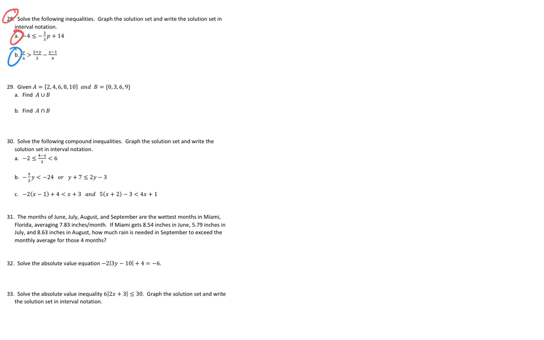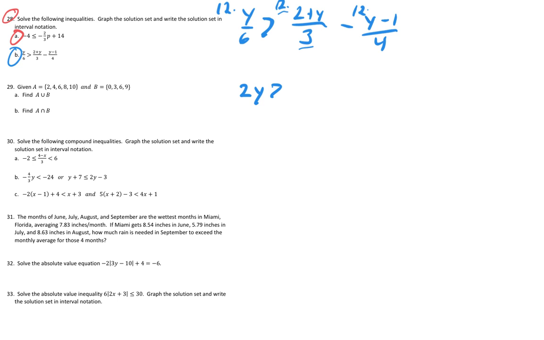Now 28b. y over 6 is greater than 2 plus y over 3 minus y minus 1 over 4. So we can multiply everything by the least common denominator, so that would be 12. And once we simplify this, we'll have 12 divided by 6 is 2 times y, greater than, 12 divided by 3, so it'll be 4, and then in parentheses 2 plus 1, minus 12 divided by 4, which is 3, times y minus 1.